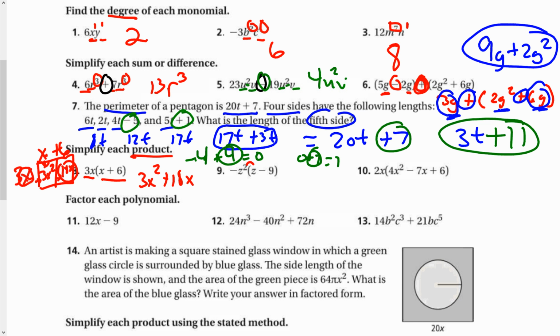Same thing here, I'm multiplying negative z squared times z. That's a negative z cubed. And then negative times a negative z squared times a negative 9. Well, the opposite of a negative is a positive. And z squared times 9 is a 9z squared. So there's that answer. Here, now I have to do it 3 times, so I get to do a 2 by 3.